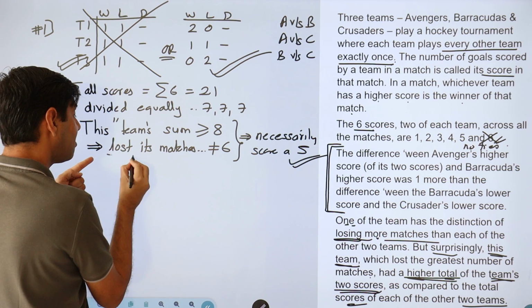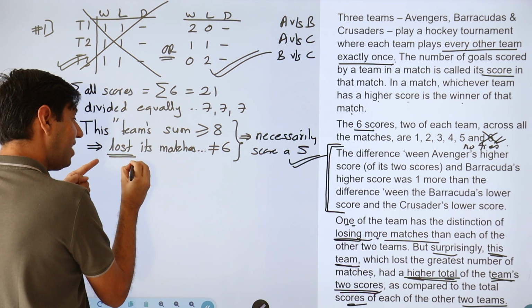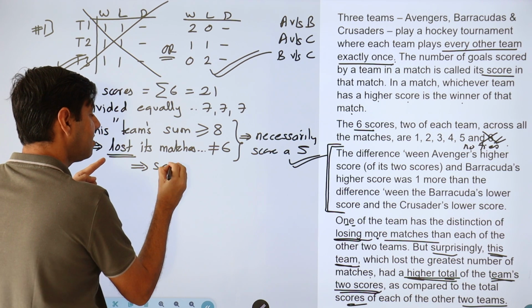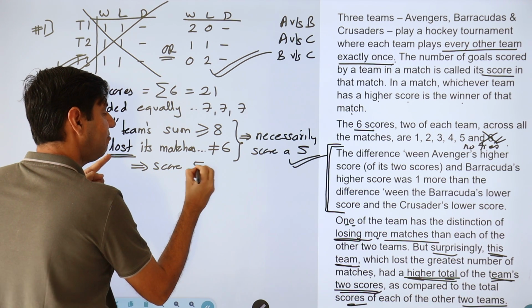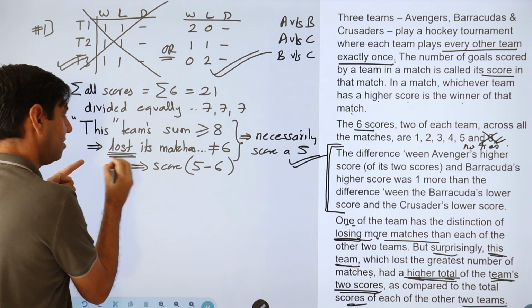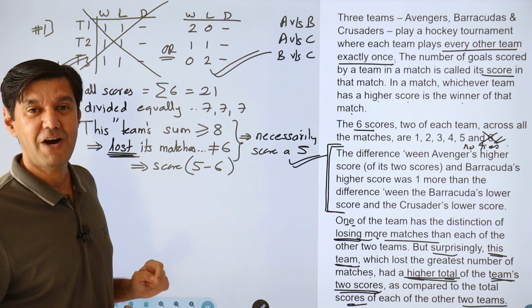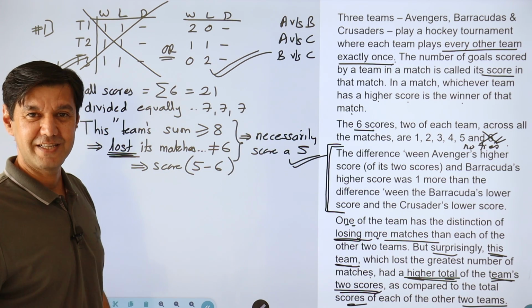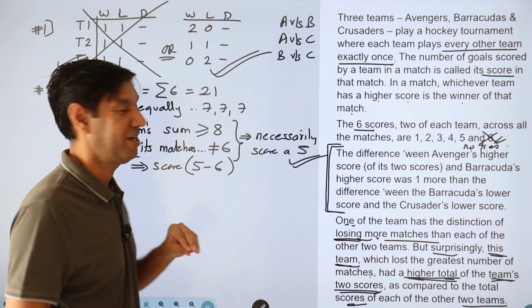And since it has to have a 5 and it has lost its match, therefore the score in this match has to be a 5 and a 6. Because it has to lose. Having scored 5 goals in a match, it still has to lose. So a 5 and a 6 have gone. I hope you appreciate it.